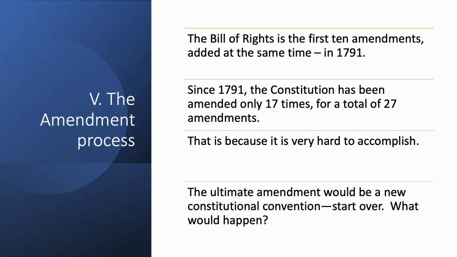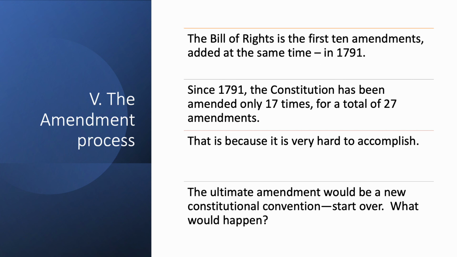And then let's talk about the amendment process. Okay, the Bill of Rights is actually a series of amendments. It is the first 10 amendments to the Constitution, added in 1791 all at once. Since those first 10, which were done all at once, the Constitution has been amended only 17 additional times in all those years. So we have 27 amendments. Why so few? Oh, it's very hard to do.